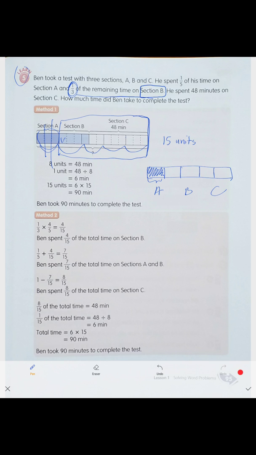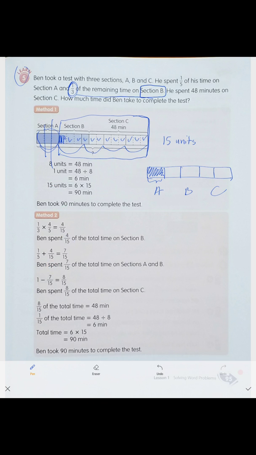How many units? 1, 2, 3, 4, 5, 6, 7, 8, 9, 10, 11, 12. 12 units. What is 1/4 of 12 units? 1/4 of 12 units is 4 units. 4 over 12, 4 twelfths is 1/3. This is what we got.